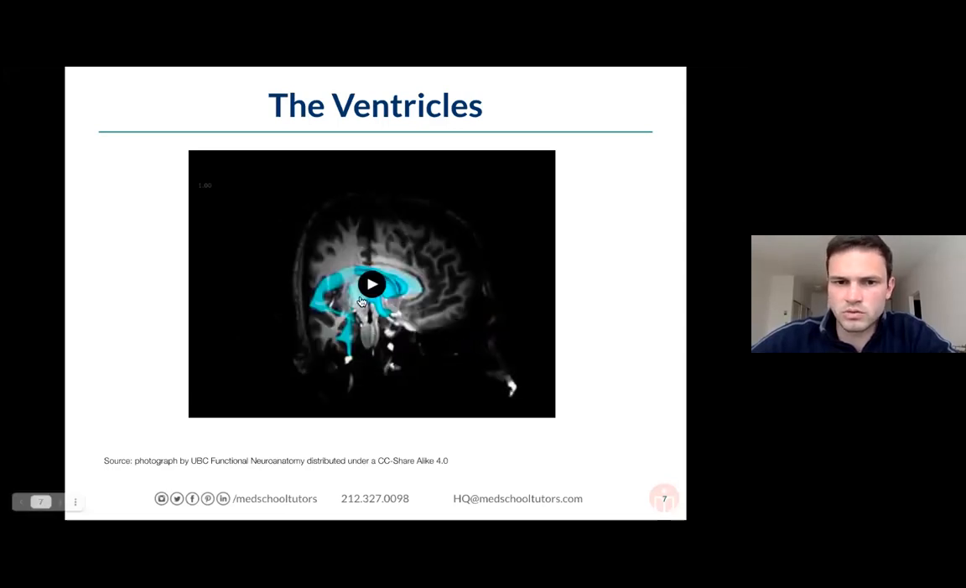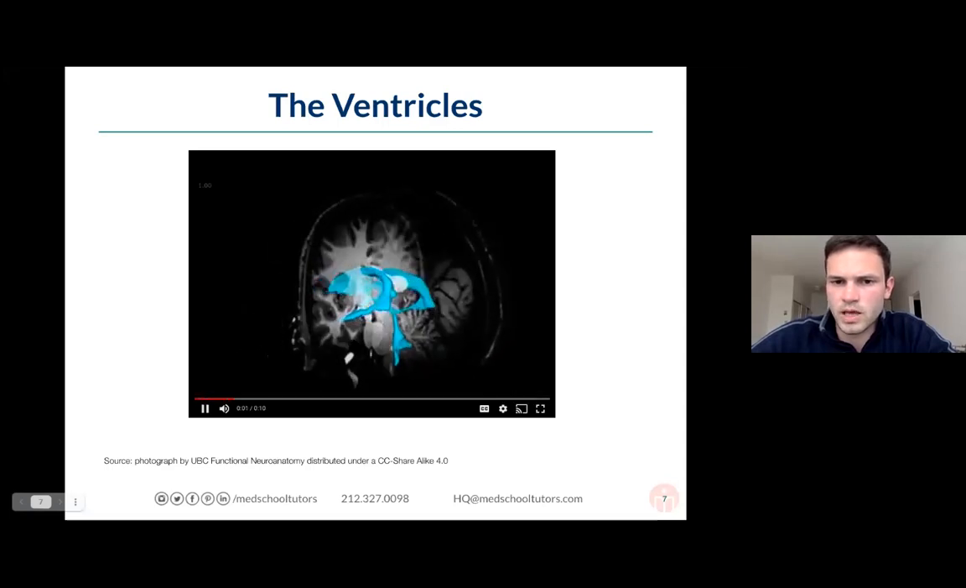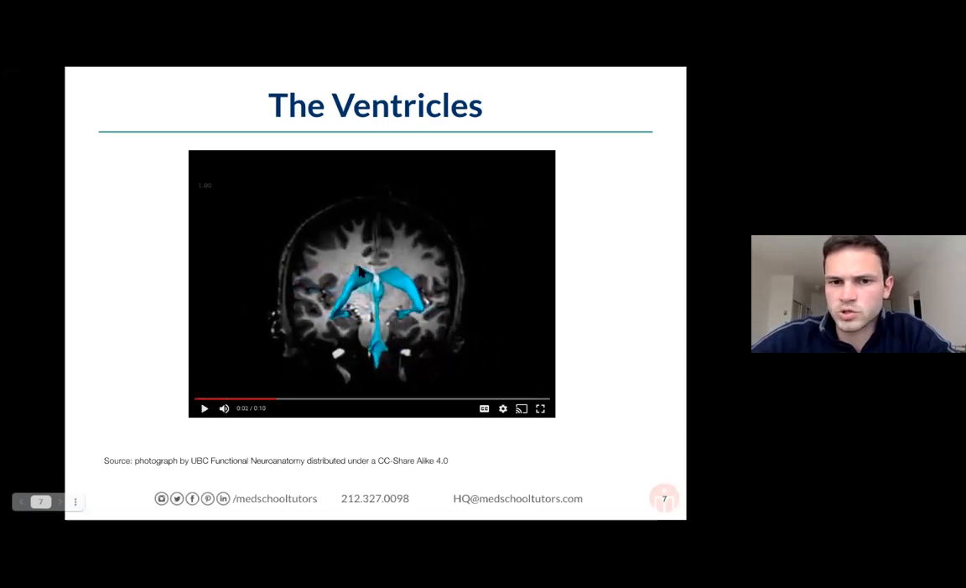I'll let it play one more time. And what we'll do is we'll pause it here. So you can see that the laterals are on the side. You have the third ventricle here, which is almost like a slit up and down. So it's going to be really hard for you to see in cross sections of the brain like this. You're just going to kind of see a thin space. And then you have the fourth ventricle here.